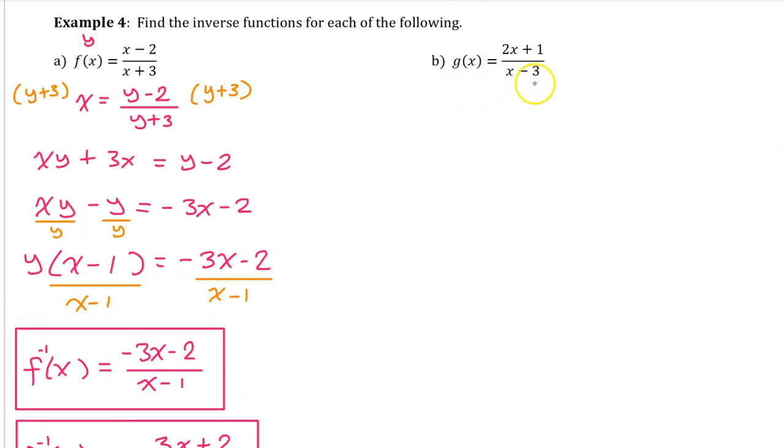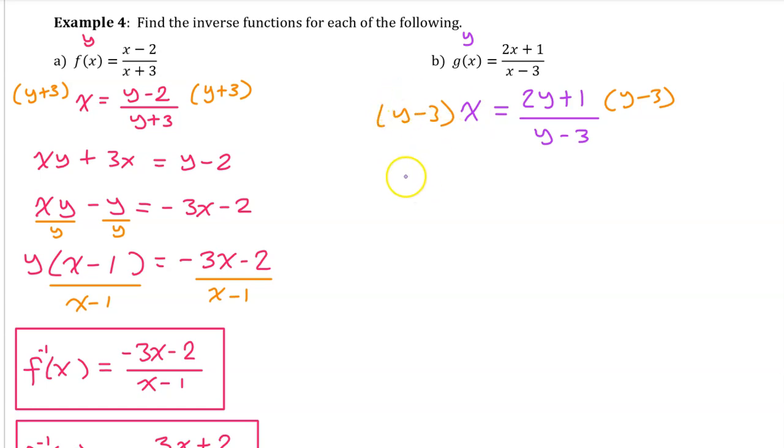I encourage you to pause the screen and try part B by yourself. The first step is to switch x and y. So we have this. Next, we want to eliminate the fraction by multiplying both sides of the equation by y minus 3. On the left side, I will distribute this x. So I'm going to get xy minus 3x is equal to, on the right side, the y minus 3 cancels out. So I'm left with 2y plus 1.